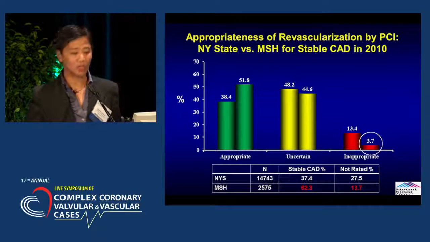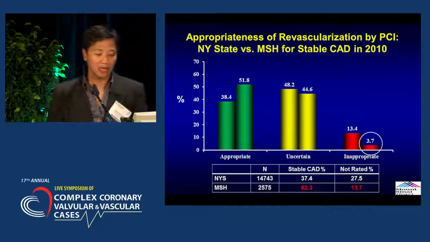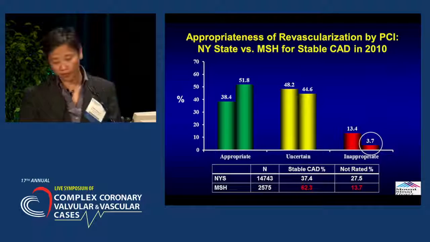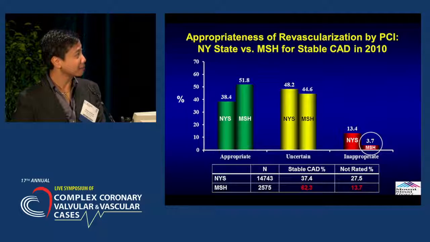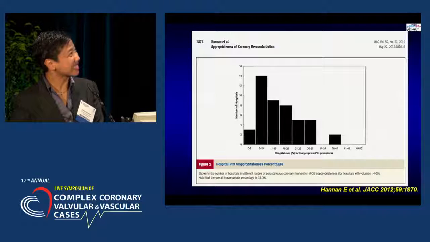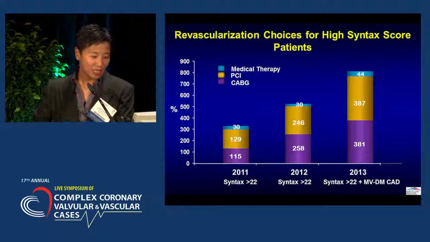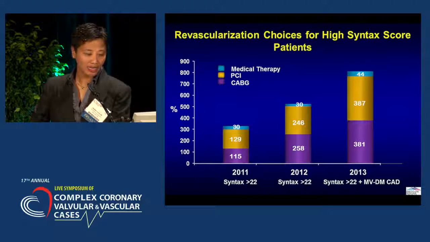In following these guidelines, Mount Sinai has performed well for the past years. There are still some occasions wherein we have done PCIs inappropriately, but the state average is 13.4%, and we have ranked 3.7% only. So we've been doing well, I hope. It's published in JACC that we have only a 3.7% inappropriate rate. I've been reviewing the charts for the past years.